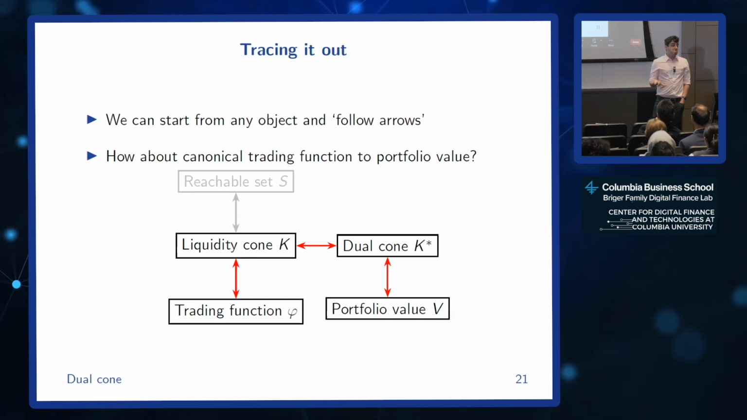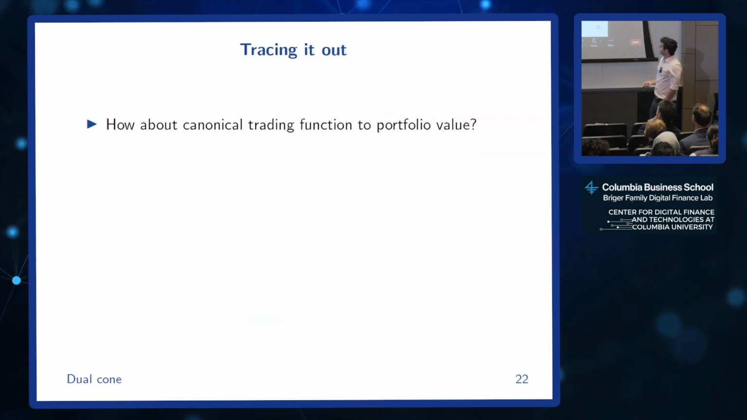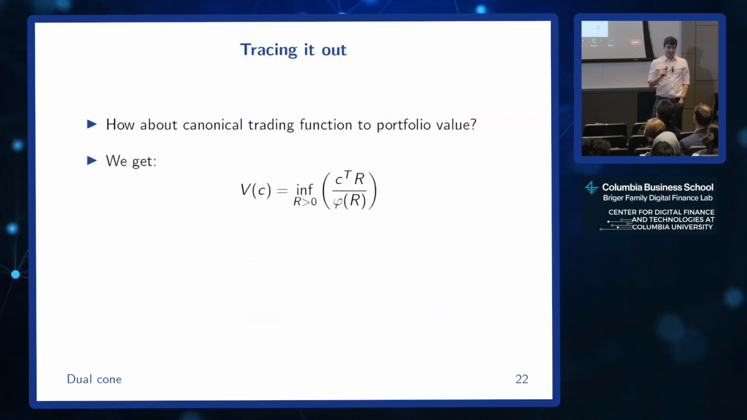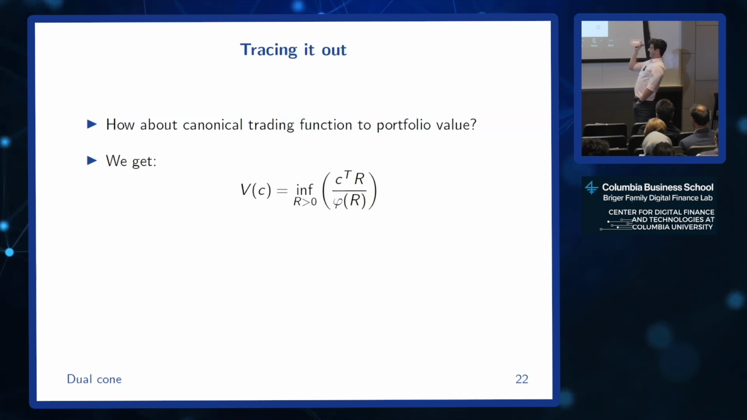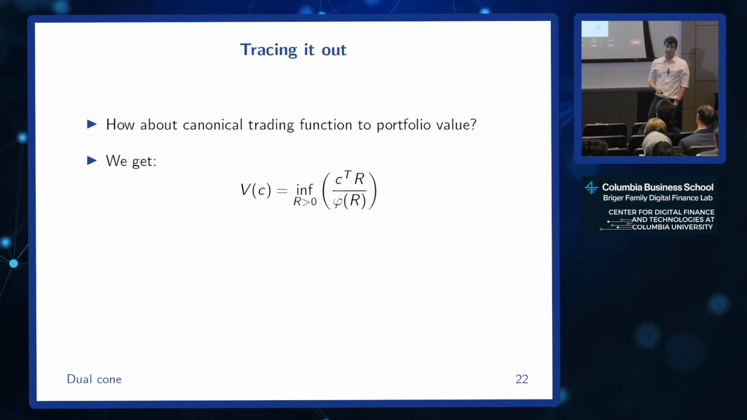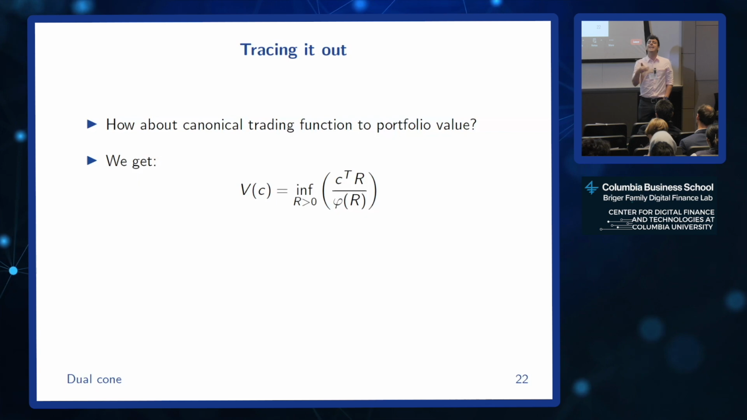So what does that actually look like? With that, we actually get a standard result. This is already a bit more symmetric than is known: the portfolio value function is the smallest over all strictly positive reserves of C transpose R divided by the canonical trading function of R. On the other hand, this is a known result, so to speak, and it's not obvious. You need to actually go through and plug in all the stuff, but it's mechanical. You have all of the bijections and you can simply plug them in and get a result.